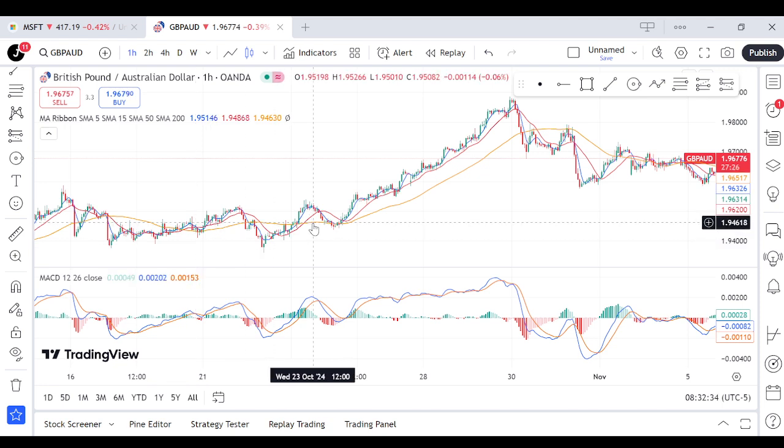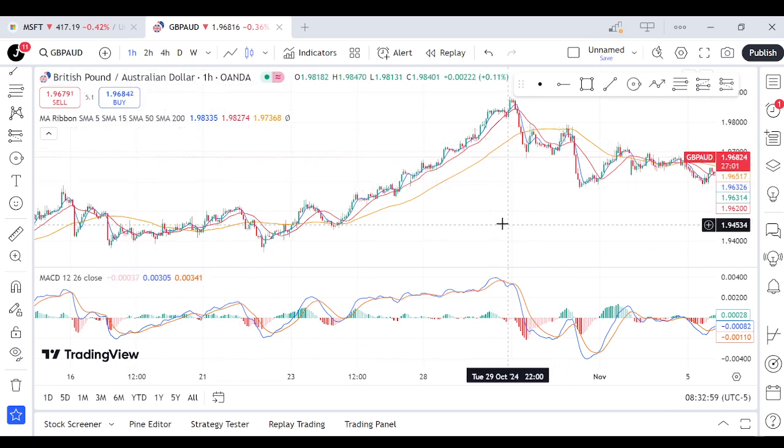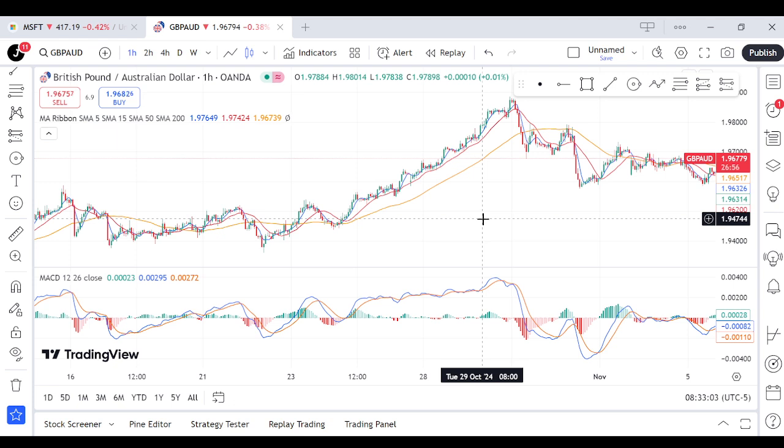So this strategy works particularly well on higher time frames like the 1 hour, the 4 hour, or the daily charts. By focusing on these time frames, traders can capture larger price movements while reducing the noise often seen in lower time frames. It's especially effective for major currency pairs like the EUR/USD and the GBP/USD, but it can also work for other currency pairs, like I am on the GBP/AUD on the 1 hour time frame for now. So the combination of the EMAs and MACD allows you to avoid false signals by ensuring that you're trading in line with both the trend and momentum.